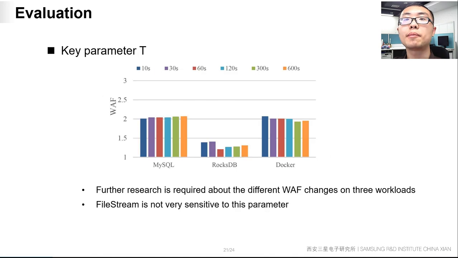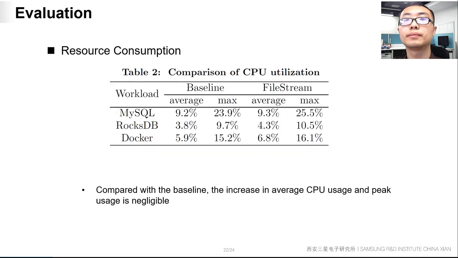T is a key parameter in file stream, so we discuss it. In general, we can see that file stream is not highly sensitive to this parameter. This table shows the CPU usage of baseline and file stream. The increase in average CPU usage and peak usage is negligible, so file stream doesn't consume much resource.